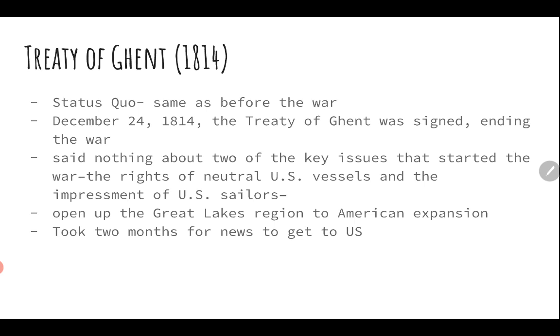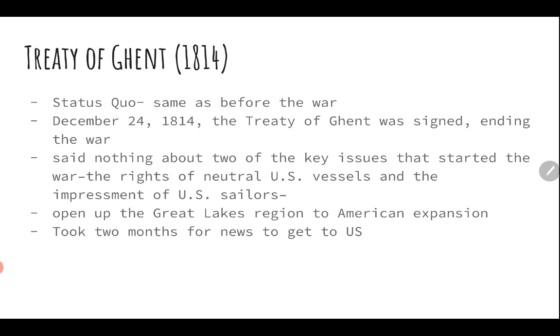In the end, the Treaty of Ghent is, we just basically say it's going to be the same as it was before the war. We basically say, okay, it's going to be the same as it was at the end of the Revolution. So after the Treaty of Ghent is signed, it's status quo. It's supposed to be status quo.